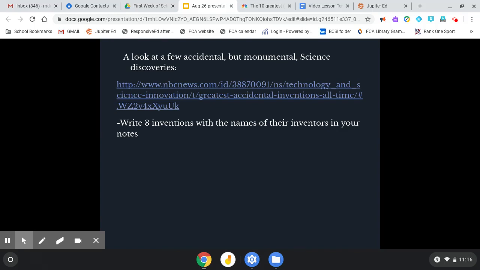So in your notes, it says write 3 inventions with the names of their inventors from the web links we looked at in class. If I were you, I'd probably go back. I would rewind this video and go back to that article as I read through it. All you need to do is write the invention and then the name of the inventor next to it.